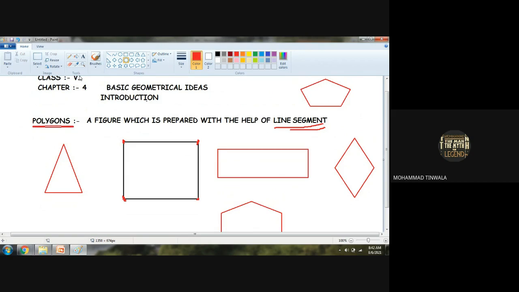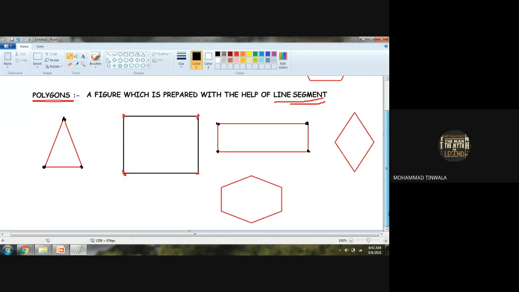Have you understood this, boys? Yes, sir. Can you see the diagrams everywhere? The line segment will be formed between two end points, and the diagram will be completely said to be a polygon. Why? Because it will be formed with the help of line segments. Can you see? The outside line segment, and from here to here also a line segment. Any doubt with this, boys?